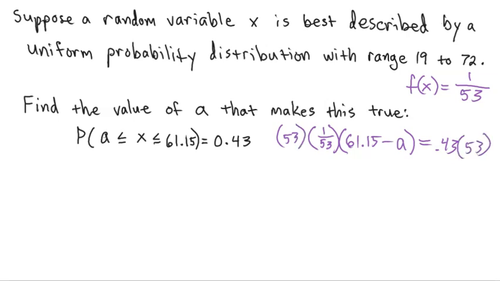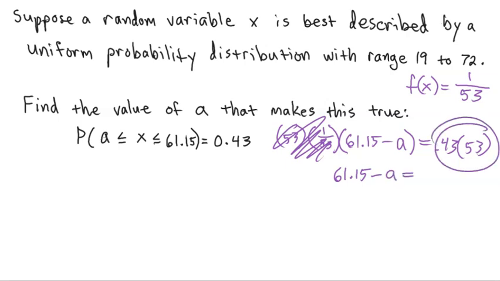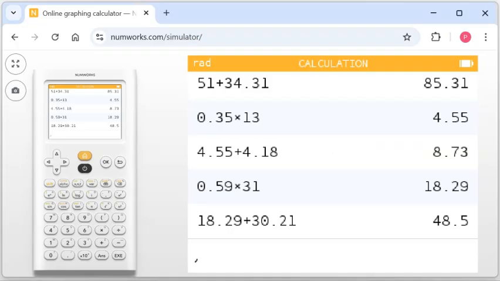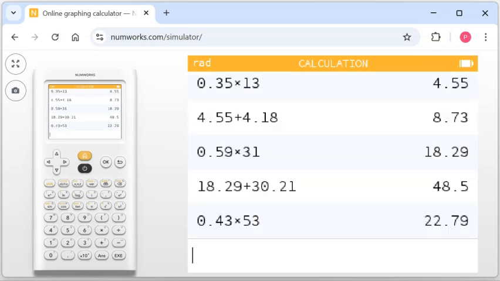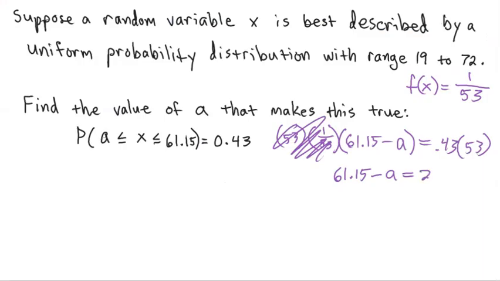To cancel the 1 over 53, we're going to simply multiply by 53 on both sides. Over on the left, it's going to cancel. And then we're going to bring down the 61.15 minus A, is equal to, now let's do 0.43 times 53 in the calculator. 0.43 times 53, and that gives us 22.79. We want this A to be positive, so we're going to add A to both sides.